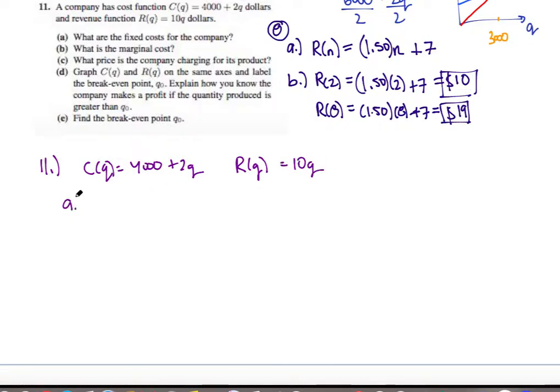Part A asks, what are the fixed costs? Well, the fixed costs are the constant in our cost function. So for us, that is just this $4,000.